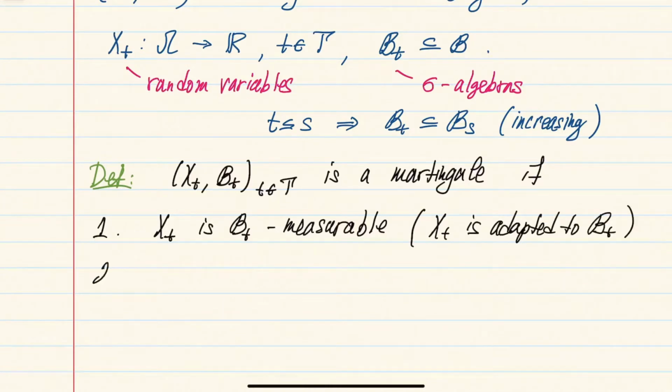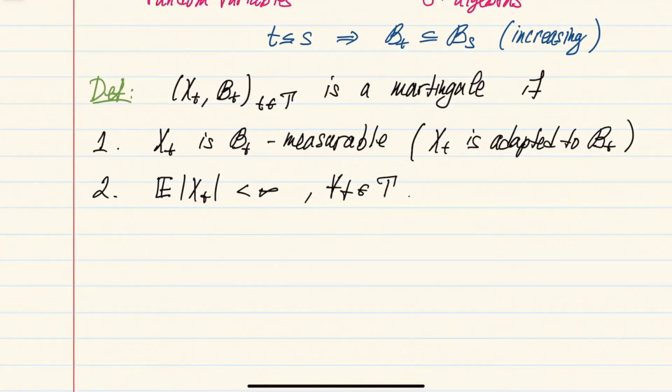Now the second condition is that all these random variables are integrable. So the expectation of the absolute value is finite for all indices t. And again, in some places, when we don't check this condition, it either means that it's obvious or easy to check, or it's implicitly in the proof.